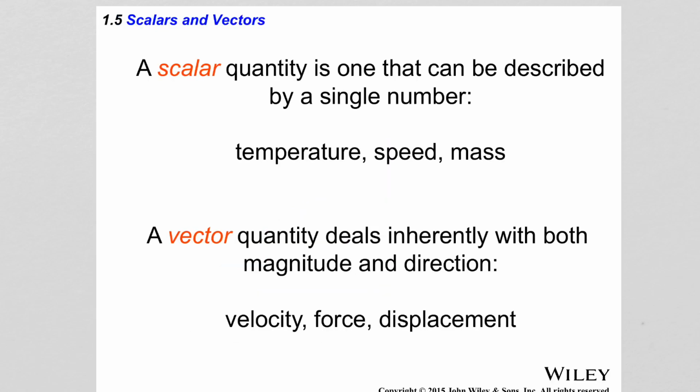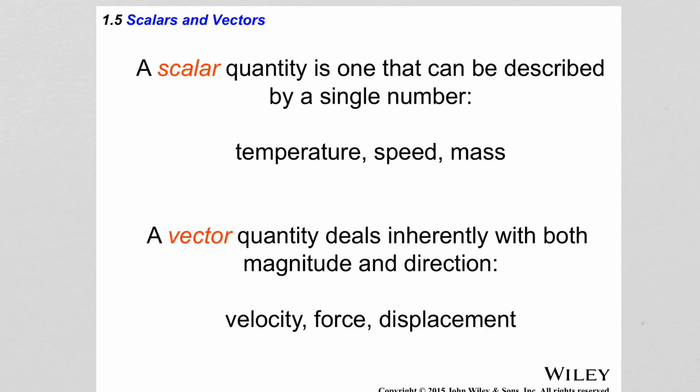In physics, there are 2 types of quantities. Quantities which can be described by a single number, and those are known as scalar quantities. So examples of such quantities would be temperature, speed, mass, pressure, energy, time. These quantities do not possess a sense of direction, only a sense of magnitude. So those are scalar quantities.